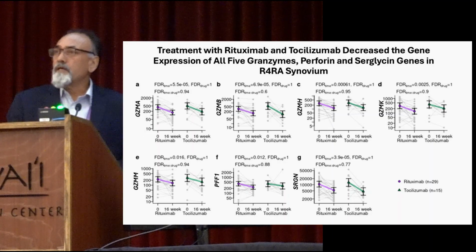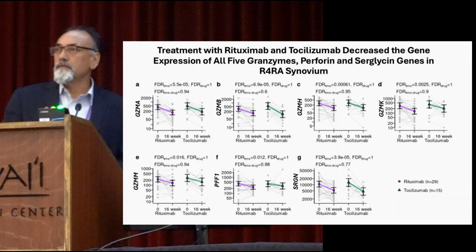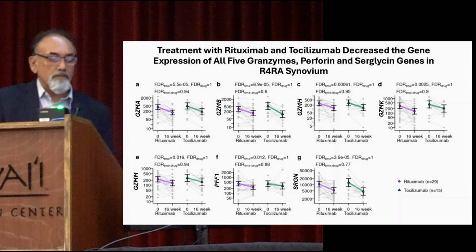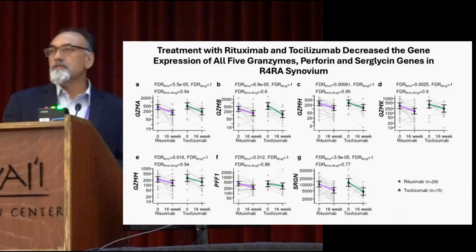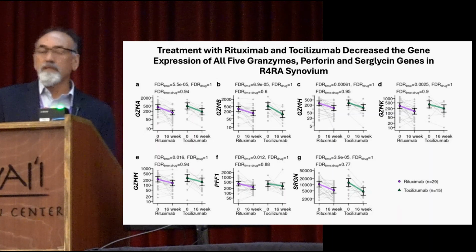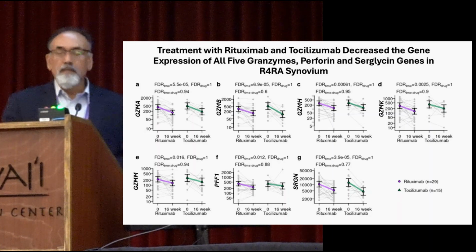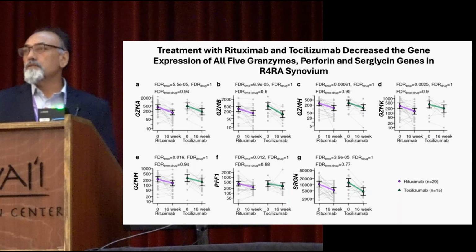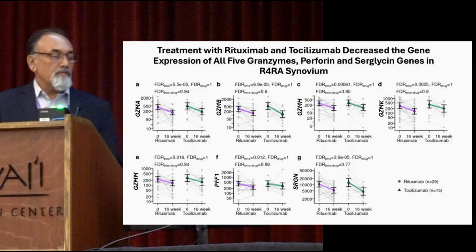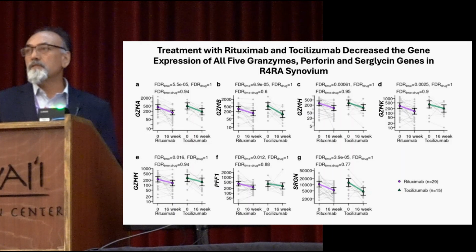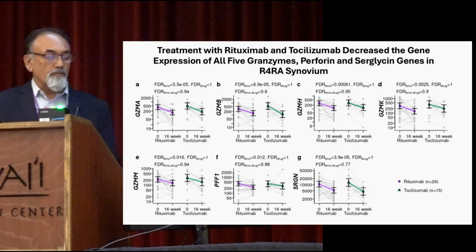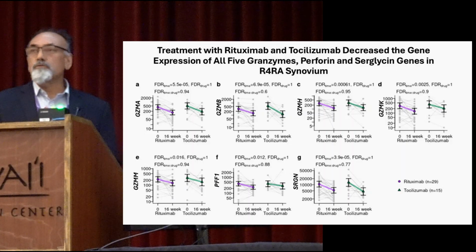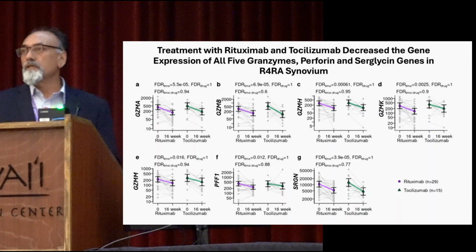We looked at the effect of two different drugs on the gene expression of this pathway. One is rituximab, and the second one is tocilizumab. Rituximab basically depletes B cells, and tocilizumab, which is a monoclonal antibody, blocks the IL-6 receptor. In this case, we took biopsies at week 0 and then after 16 weeks of treatment. Here we found that both of these drugs decrease the expression of all these granzymes, including perforin and serglycin, although tocilizumab decreased them much more as compared to rituximab.